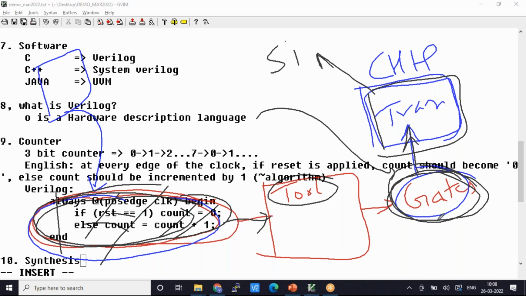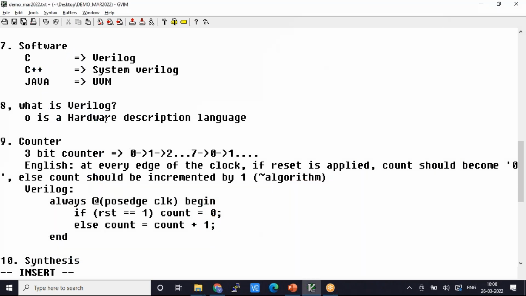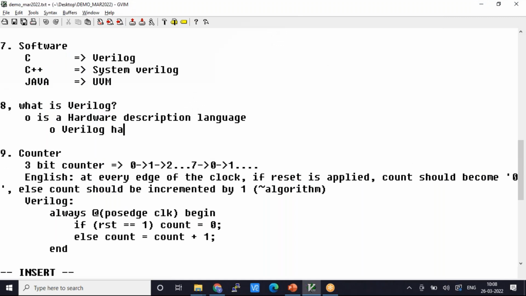You may say, why this one? Why don't we directly do gates? It will be a very tedious process. If you do this directly, hence we use Verilog language. Verilog helps us describe the hardware behavior. Verilog helps with what? Describe the hardware behavior.